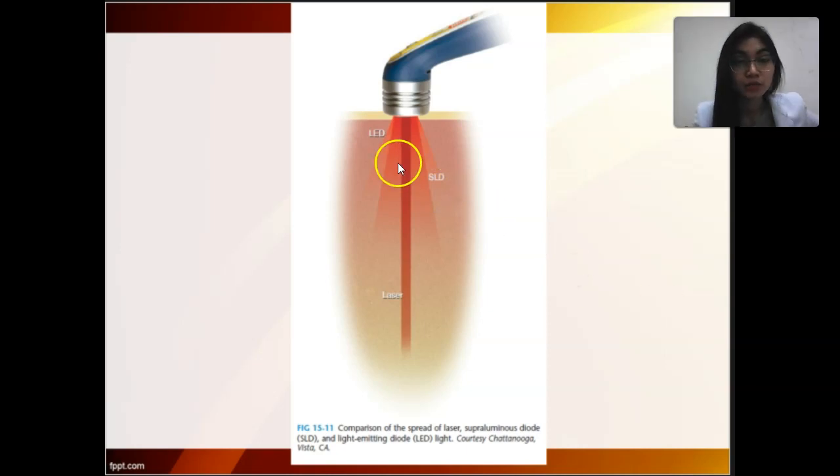This is just a comparison of your LED, SLB, and laser. The laser is more localized. The LED, your light-emitting diode, is similar to a laser, but it doesn't have the property of collimation. It's not directional. It's pretty divergent.